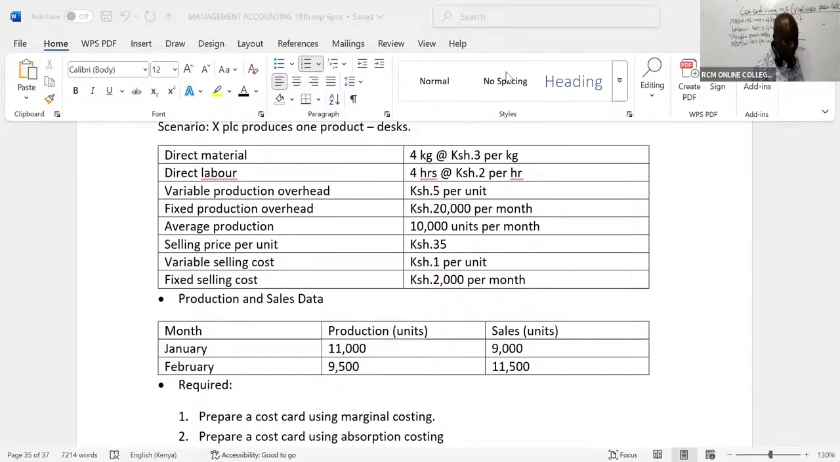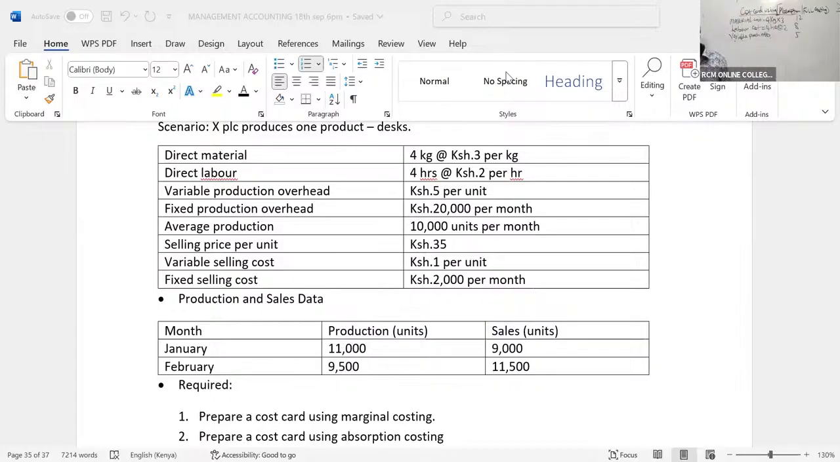What we do about absorption costing, I shall copy everything that I have here, apart from this. So number 2, I'm doing a cost card this time around using what we call absorption. Remember, your examiner at times will use different words. Instead of using absorption, your examiner can easily use full costing. So remember, under full costing, we shall consider variable production cost and the fixed production cost.